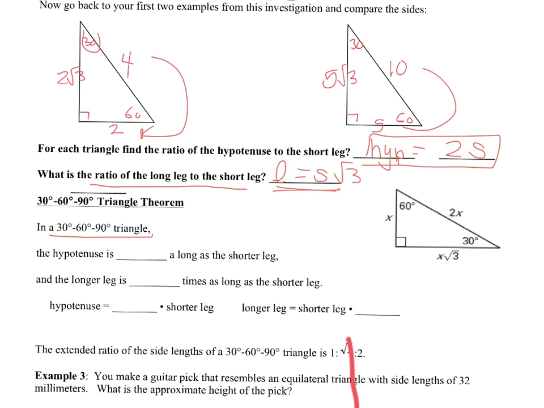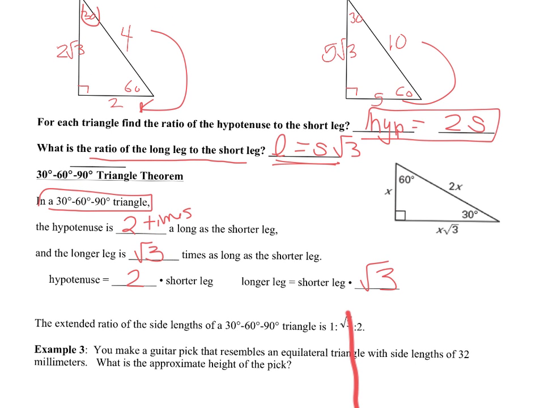So let's fill it in here. In a 30, 60, 90 triangle, the hypotenuse is 2 times as long as the shorter leg. The longer leg is the square root of 3 times as long as the shorter leg. Hypotenuse, 2 times the shorter leg; longer leg, shorter leg times the square root of 3. So this triangle is what we're going to memorize for the 30, 60, 90 right triangle. And this is always going to be true.